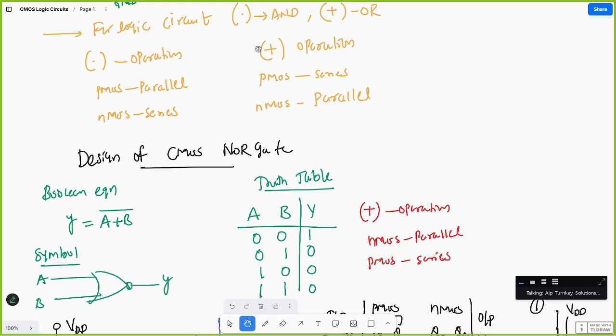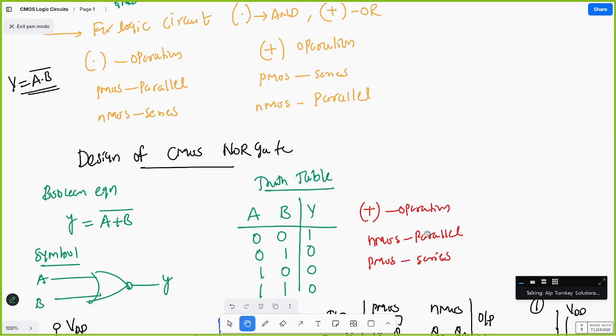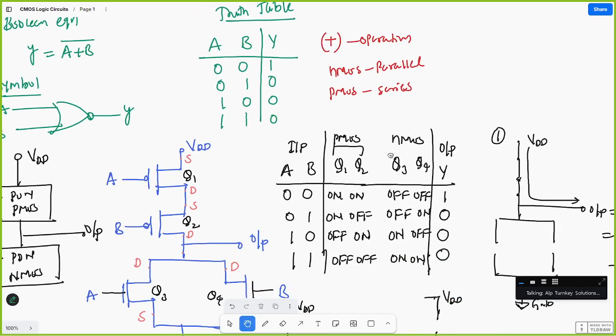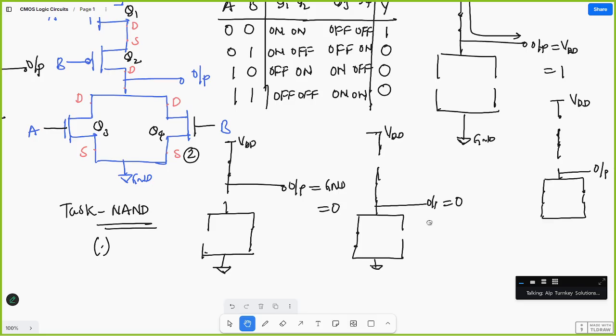For this one we did the NOR gate: PMOS will be series, NMOS will be parallel. For NAND operation, how will it look? The expression is nothing but A and B whole bar. PMOS will be parallel and NMOS will be series. Same as this, you need to draw the truth table and the logic diagram, and see the cases when the PMOS will be off and on. In 4 cases you will get the circuit. Understood?